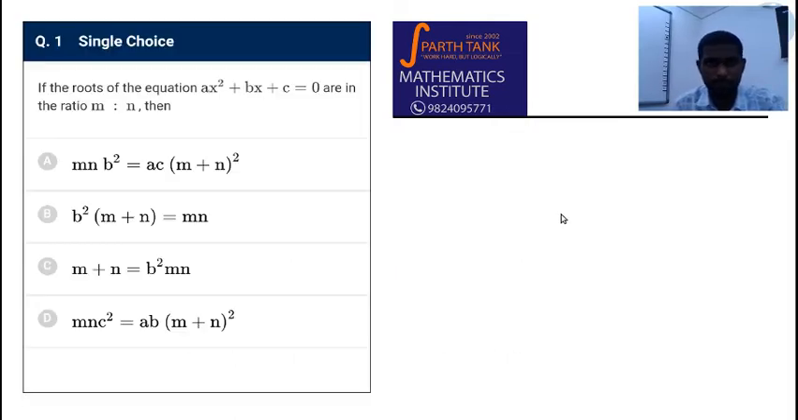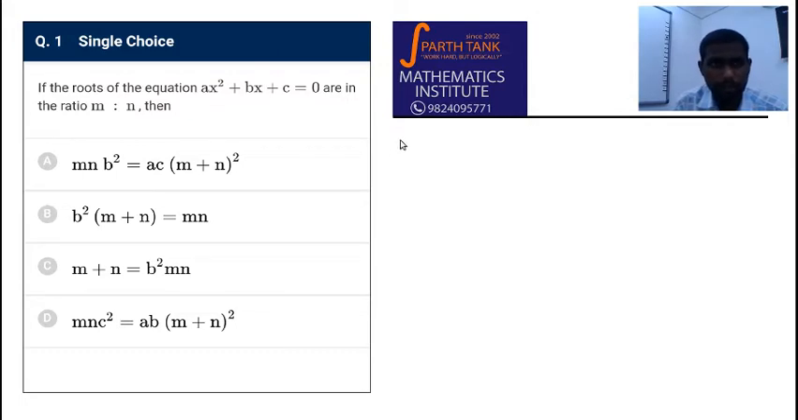So here we begin. The first question. If the roots of the equation ax squared plus bx plus c is equal to 0 are in the ratio m is to n, then which of the following conditions is true? Okay, for all the questions that are based on these properties of the roots, the first step is always to write the sum of the roots and the product of the roots.